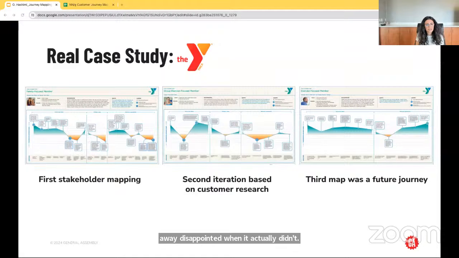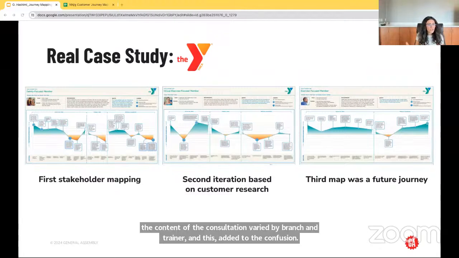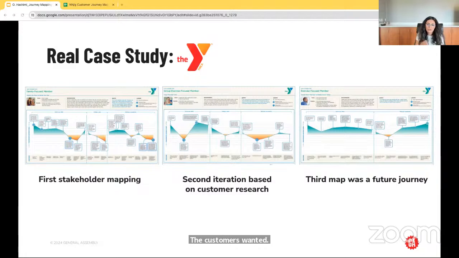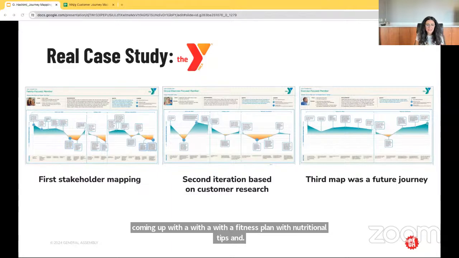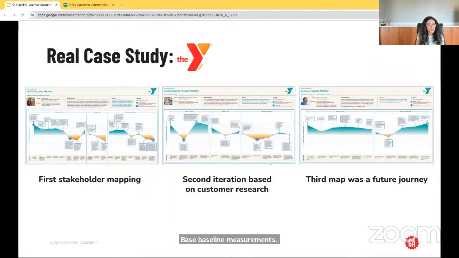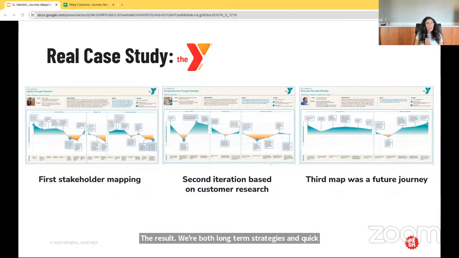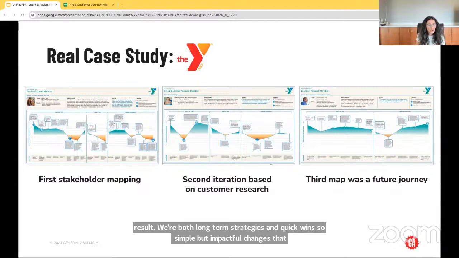The content of the consultation varied by branch and trainer, and this added to the confusion. The customers wanted help coming up with a fitness plan with nutritional tips and baseline measurements. But instead, they left feeling that the main purpose of this consultation was to sell personal training packages. So the results were both long-term strategies and quick wins. Simple but impactful changes that could potentially yield a high ROI.